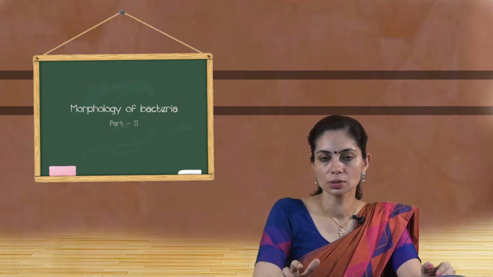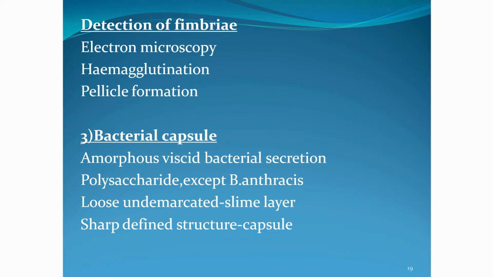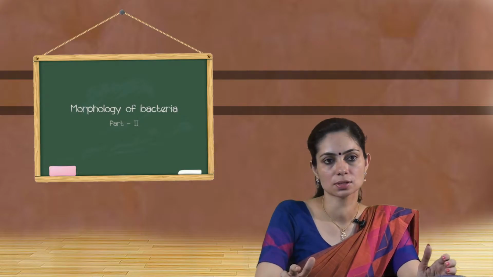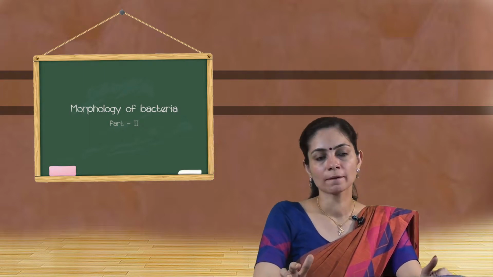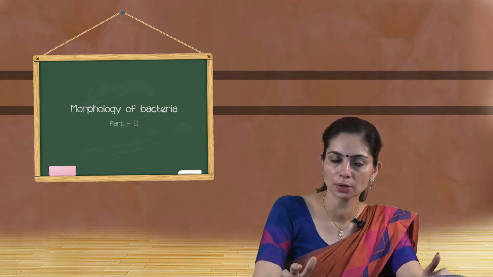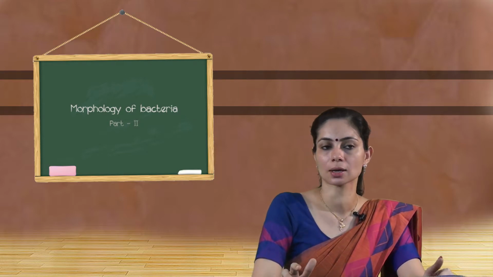Coming to the next structure, that is the bacterial capsule. Bacterial capsule is an amorphous viscid bacterial secretion. It is usually polysaccharide except in Bacillus anthracis. Bacillus anthracis is a bacteria which causes the zoonotic infection, anthrax. In this bacteria, the capsule is made of polypeptide, not polysaccharide.